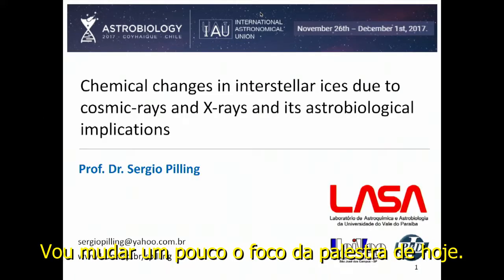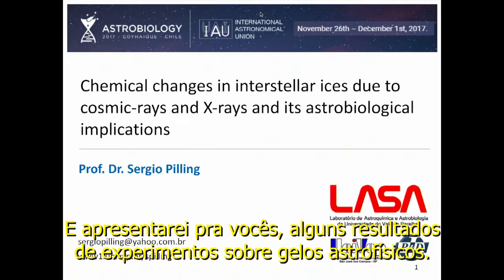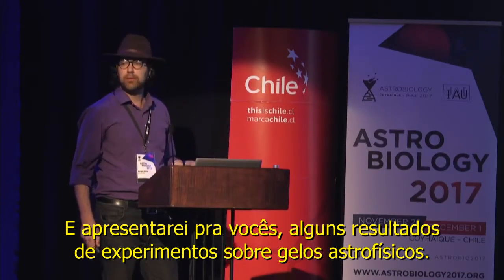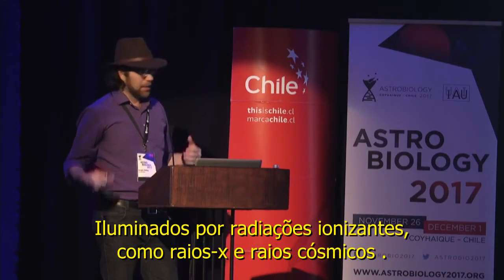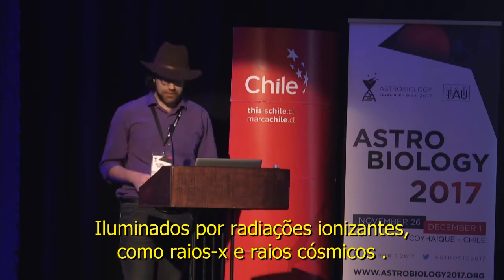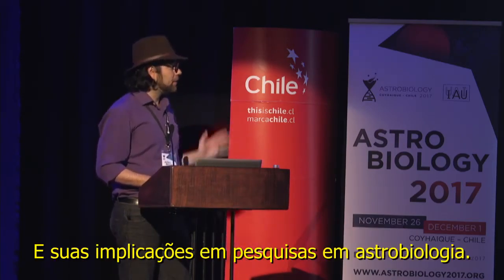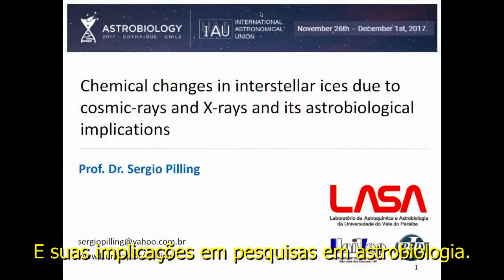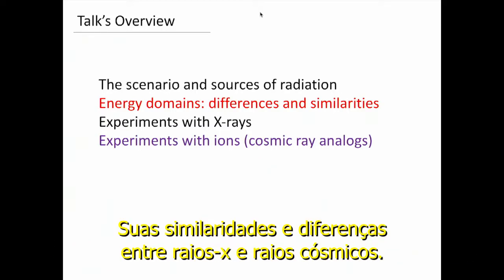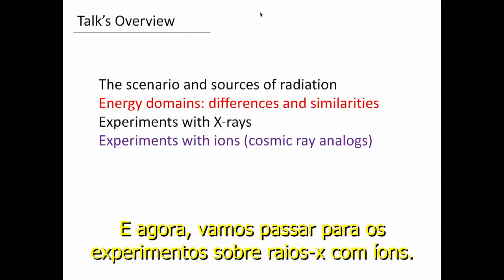Now I will move a little bit the focus of the talk of today. This talk I will present to you some experimental results of astrophysical ices illuminated by ionizing radiation, such as X-rays and cosmic rays. Okay? And the implications of this research in astrobiology. The overview is, I will talk about the astrophysical scenario, and then the similarities and differences between X-rays and cosmic rays. And I will move to X-rays and experiments with ions.